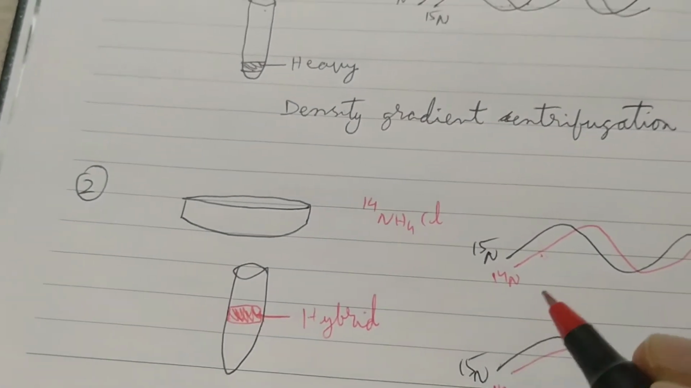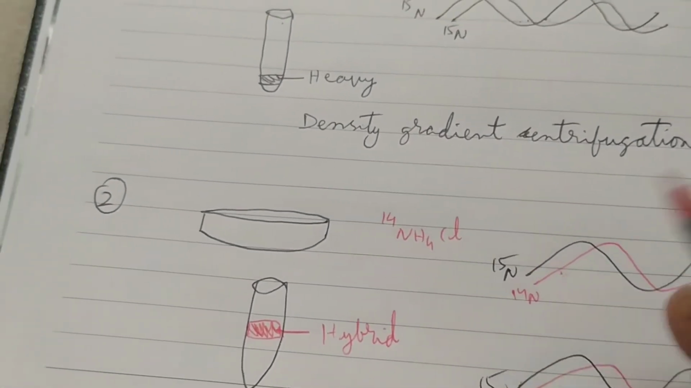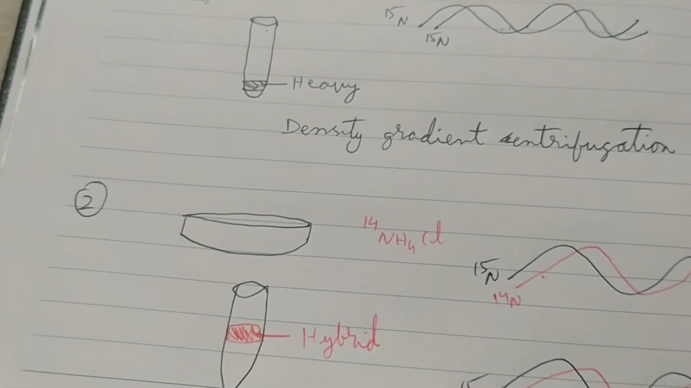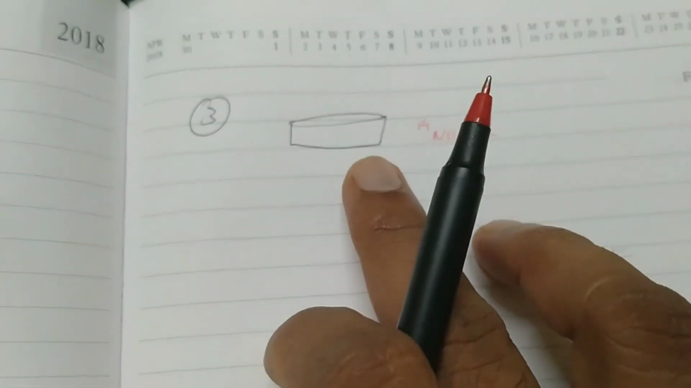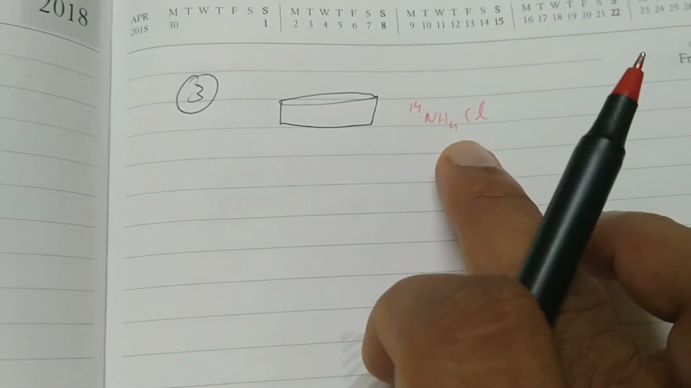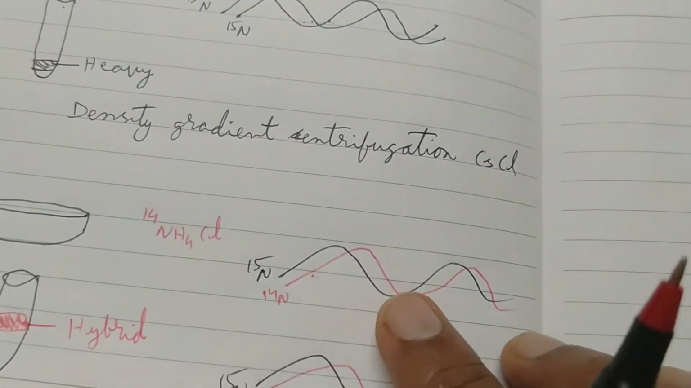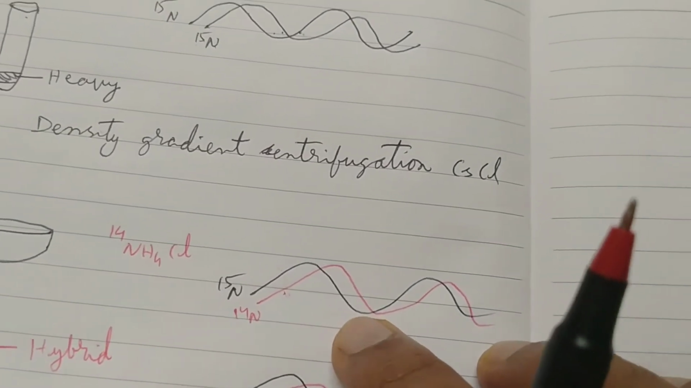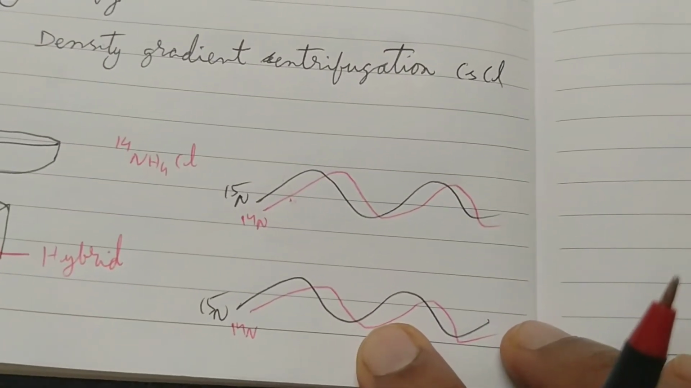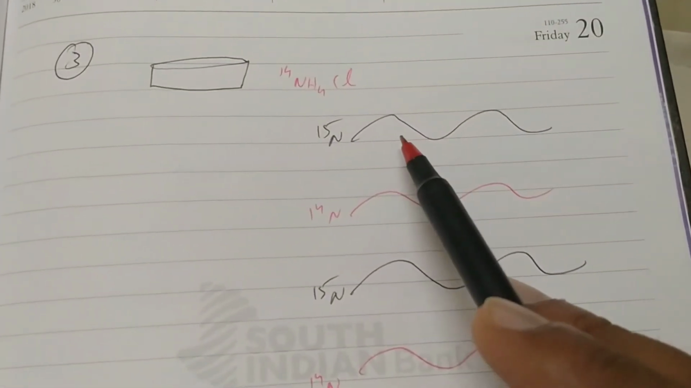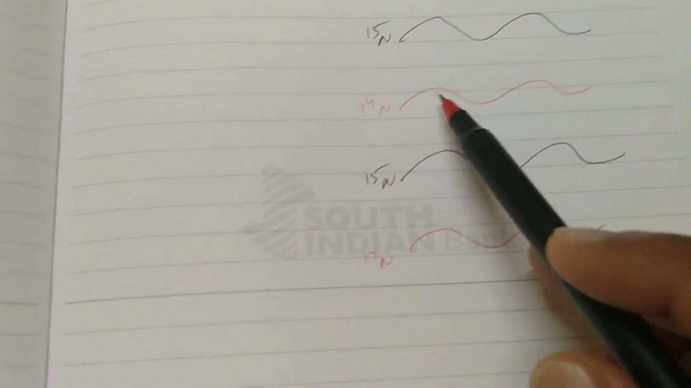Now what they did, they didn't stop the experiment. They allowed this bacterium to grow in the same medium for one more generation. So one generation took 20 minutes. As the third step, they allowed this bacterium to grow in the same medium for another 20 minutes, so a total of 40 minutes. So we will see what will happen. This strand will break. One is black and one is red. In the same way this also will break. One is black and one is red. The black one is N15 and the red one is N14. So these two are from the first one, and this will break to form these two.